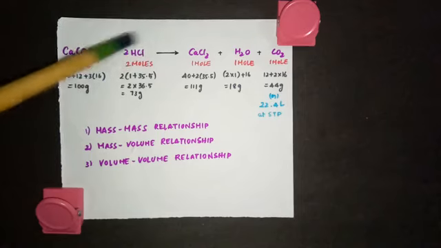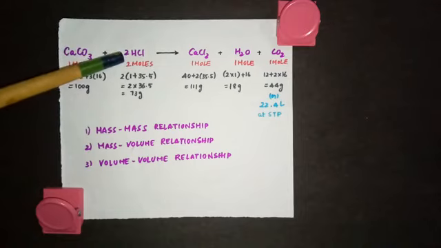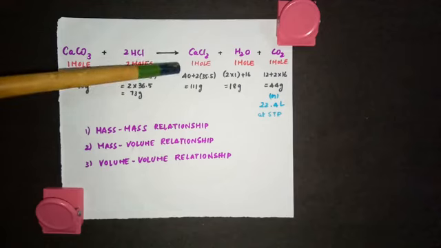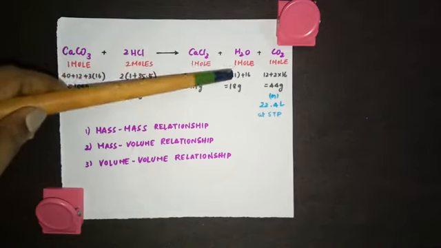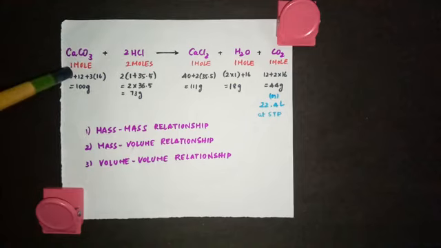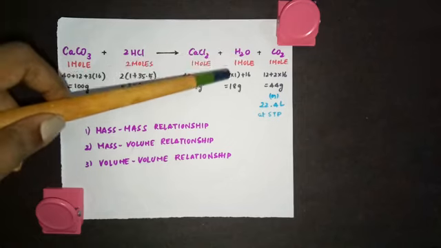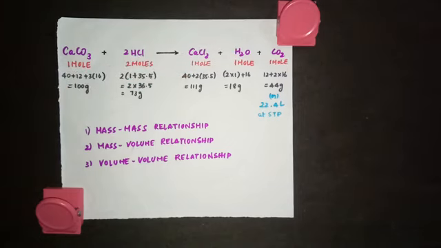So from this equation, you can know how many moles of the reactants are reacting to give how many moles of the products. So see, 1 mole of calcium carbonate is reacting with 2 moles of HCl to give 1 mole of calcium chloride, 1 mole of water and 1 mole of carbon dioxide. So according to this chemical equation, 1 mole of calcium carbonate is reacting with 2 moles of hydrochloric acid to give you 1 mole of calcium chloride and 1 mole of water and 1 mole of carbon dioxide.